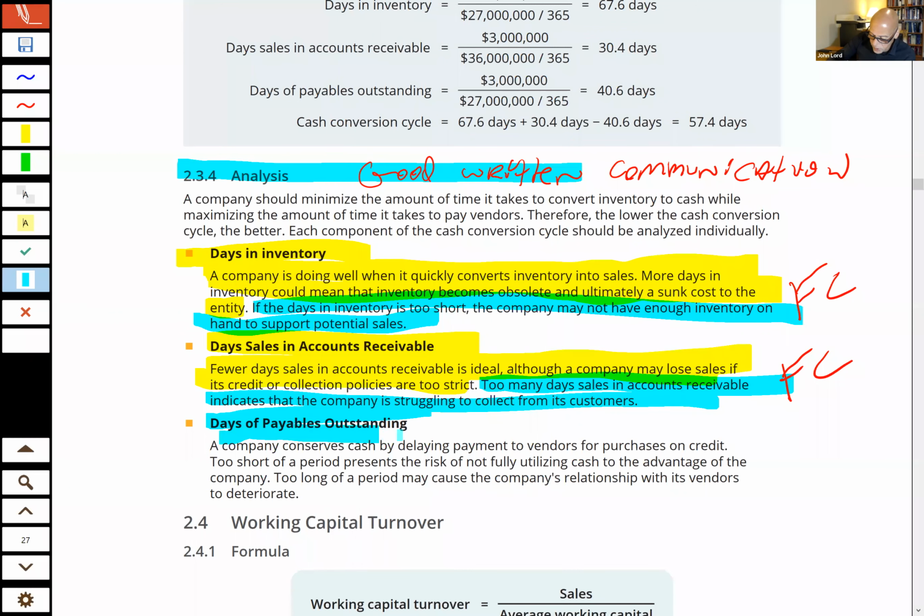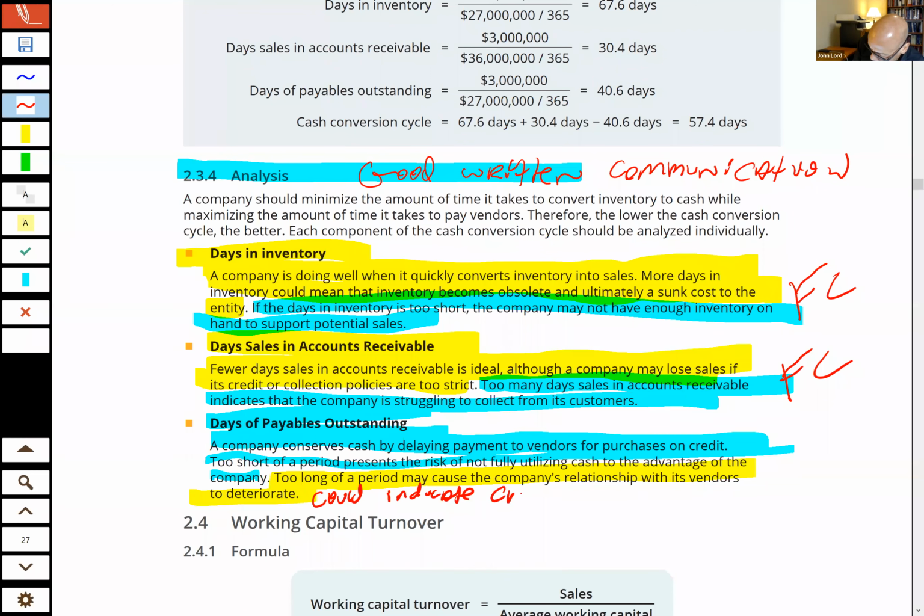Okay, the company conserves cash by delaying payments to vendors. Too short of a period presents risk of not fully utilizing cash. Too long of a period means that, hey, you may be deteriorating relationships with the vendors, or I'm going to write in here, and I don't know why they didn't say that, too long a period could indicate what? Could indicate a cash management problem.